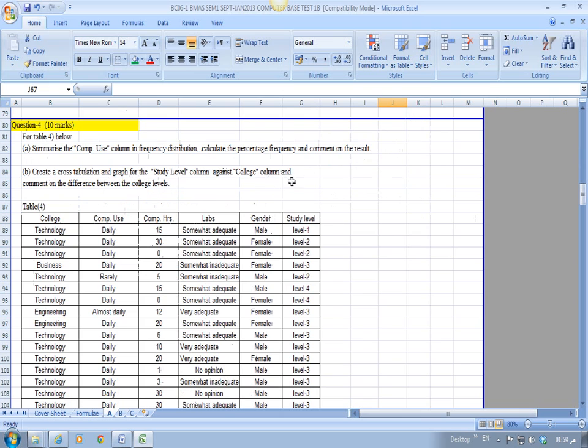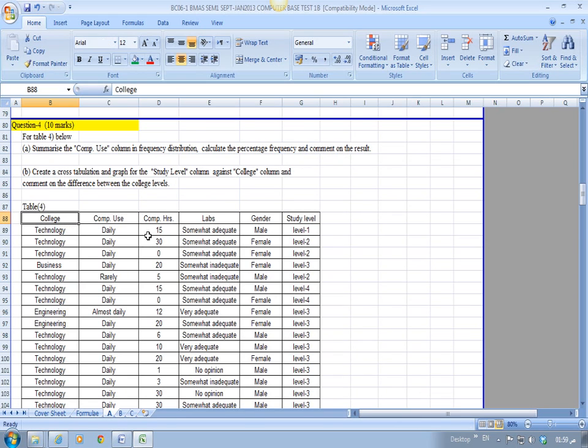The next question is about the data which is given, and in this data we want to summarize it. The first question is to summarize the use of the computer. Here there is college, and this is the use of the computer column in a frequency distribution. We want to make a frequency distribution. It means that we want to see how many use the computer daily, how many use it rarely, almost daily, and so on, and calculate the percent frequency and comment on the result.